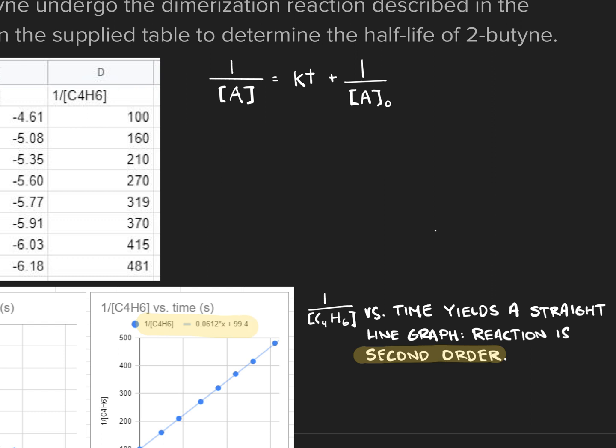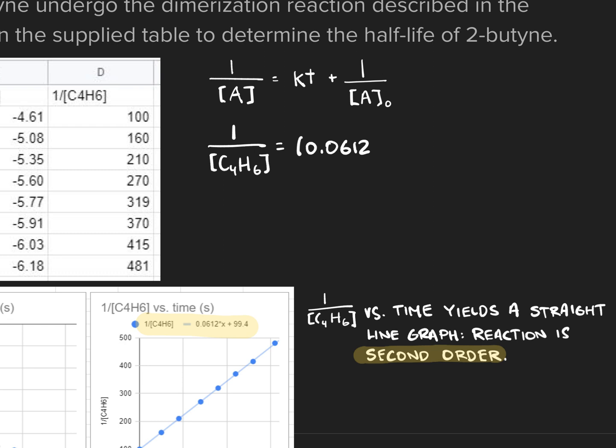And you'll notice here that I've actually used my spreadsheet program to find the equation for the best fit line of 1 over concentration of C4H6 equals 0.0612x plus 99.4. So my slope there of 0.0612 is therefore the magnitude of my rate constant k. Now, that being said, once I have found that information here, I've got to do a little bit of thinking now about the actual units that are going to be present for that rate constant k.